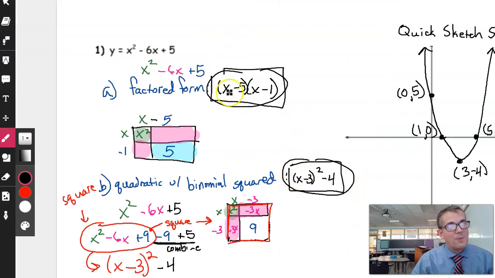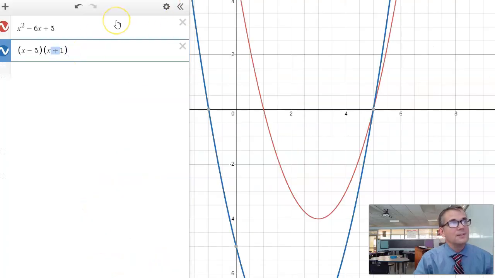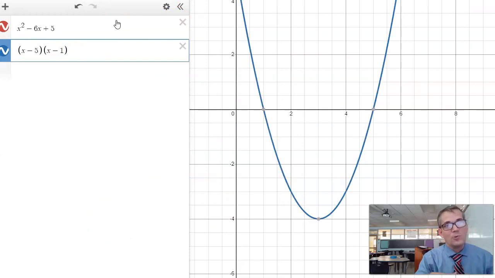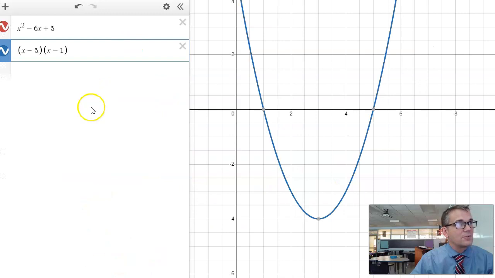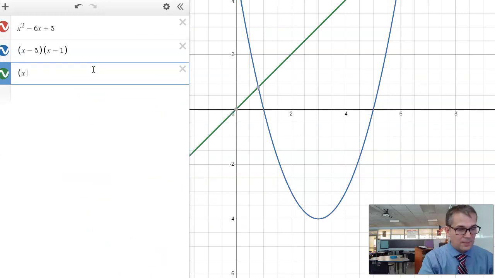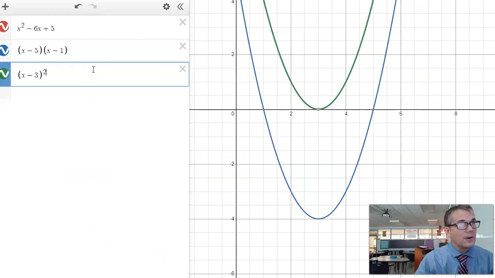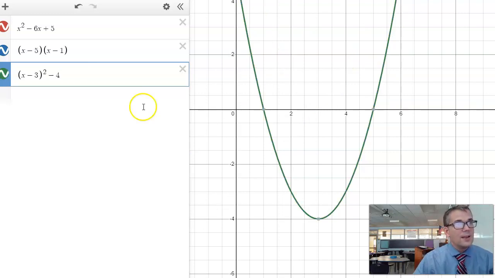Of course, my factored form was x minus 5, x minus 1. That's what I should have typed in. And now I see that that blue parabola lands directly on the red one. So I got the factored form correct. And then my vertex form I thought was x minus 3 squared minus 4. And I use the arrow key to get that down, minus 4. And yes, all these graphs are directly on top of each other. That's a good indicator that they're all equivalent expressions.